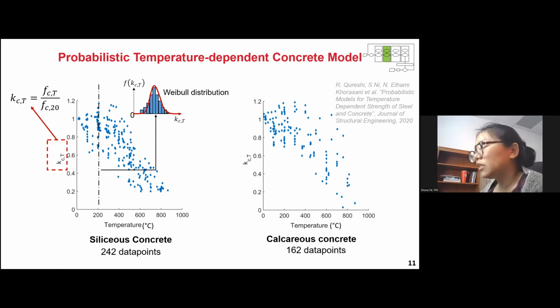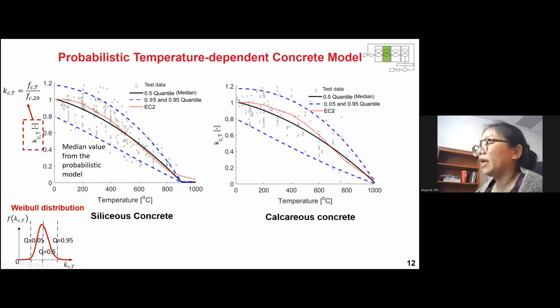What we did is use the Weibull distribution to develop the probabilistic distribution of the concrete strength at each temperature. Then we can get the probabilistic Weibull distribution for the concrete strength at different temperatures, and then we fitted a function of the parameters of the Weibull distribution against temperature. So this is ultimately the probabilistic model we have developed.